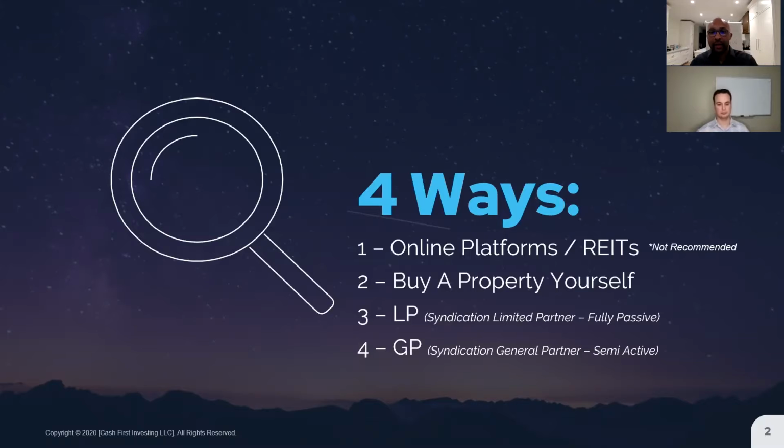Number three is going to be LP. That's your limited partnership. That's where you are a limited partner in a deal where you're receiving all of the benefits of real estate, but you're not the main operator of the real estate, right? And then way number four is your GP, your general partner. That's when you're active. That's when you're the operator of the multifamily real estate deal. You're operating it for the LPs, right?